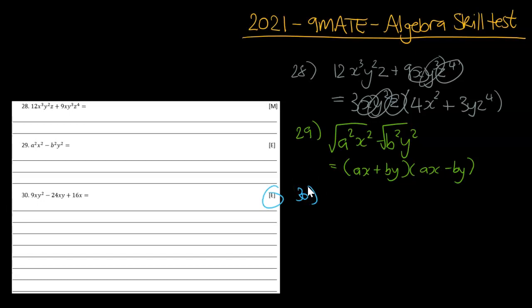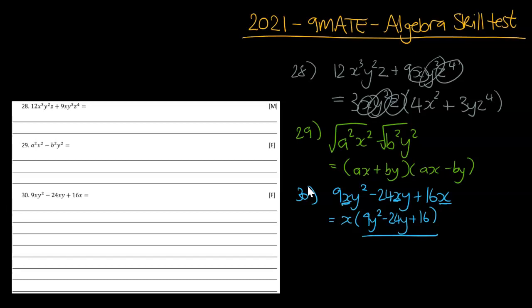Question number 30, and it is an excellence question, and gee, is it a doozy of a question. We've got 9xy squared minus 24xy plus 16x. What made this question really tricky was there is a common factor of x here, and if you didn't spot that, it was going to be an absolute shambles of a go factorizing this. So what I'm going to do is take out that x, and that leaves us with 9y squared minus 24y plus 16.